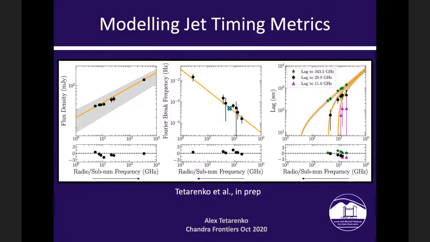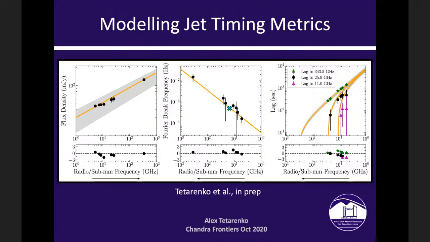Now, the problem is if you try and model any individual data dimension here, you're going to be met with a highly degenerate model. But what we found is that if you can actually model all of these quantities together, plus add in the fact that we have independent constraints on the distance and the inclination angle to the system, we can actually break these degeneracies. And that's actually what we did. On the slide here, you see the lags, the Fourier break frequency, and the average spectrum all simultaneously modeled with this Blandford-Königl jet model. You can see we can reproduce these measured quantities actually pretty extremely well.